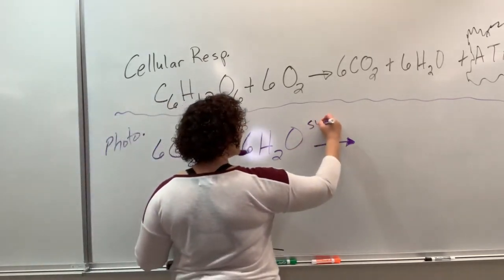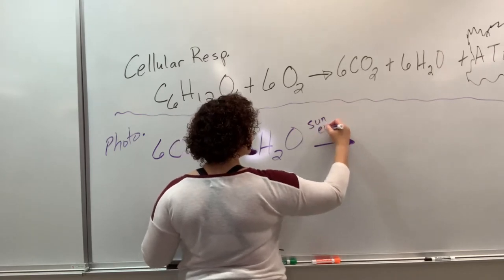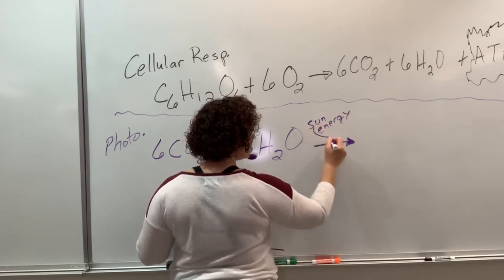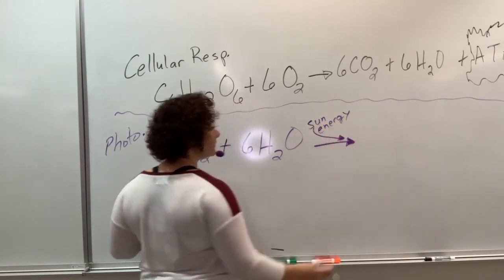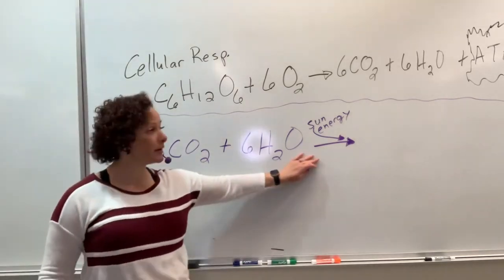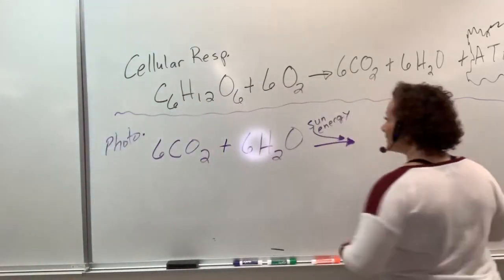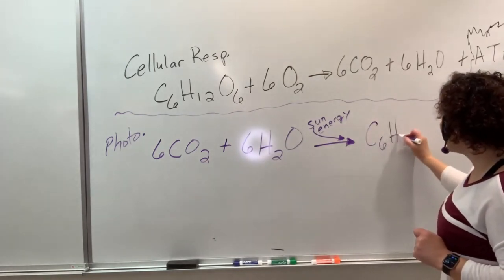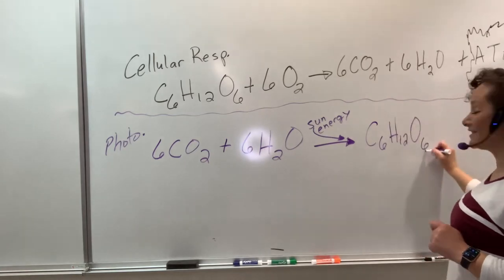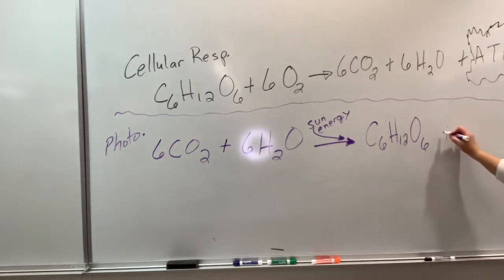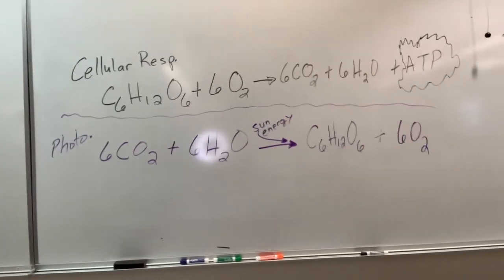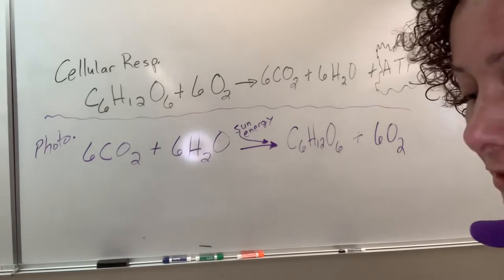So sunlight, sun energy, or some type of energy is going to be input into the reaction. That's why it sits right here on the reaction arrow. And so the byproduct is going to be glucose, C6H12O6, not O6. And you're going to get 6 oxygen molecules as waste. So as you can see in your formulas, they look very similar, but they are not exactly similar.